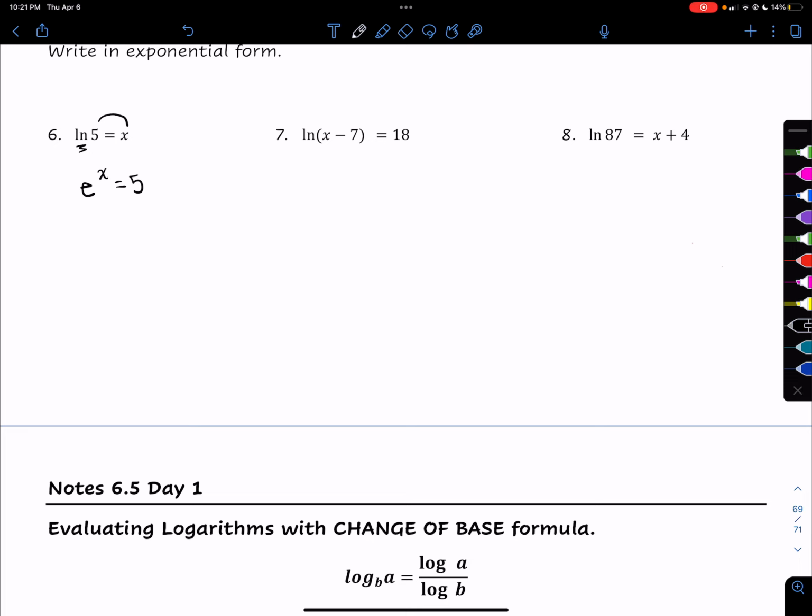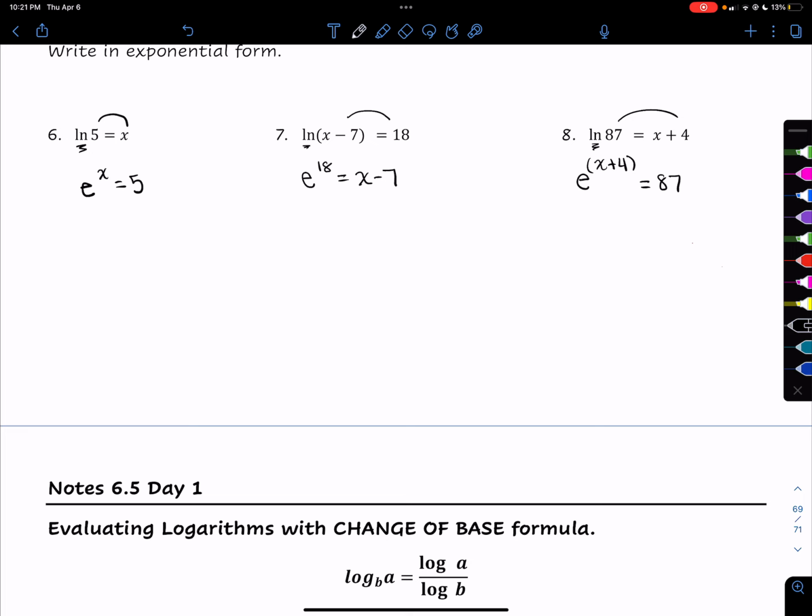Over here, I've got a natural log again. So x minus 7 and 18 are going to swap locations. The base is e to the 18th power equals x minus 7. And then on number 8, again, we have a natural log, gives us a base e. So 87 and x plus 4 will swap places. So e to the x plus 4 power. If you'd like, you can go ahead and place those in parentheses, equals 87.